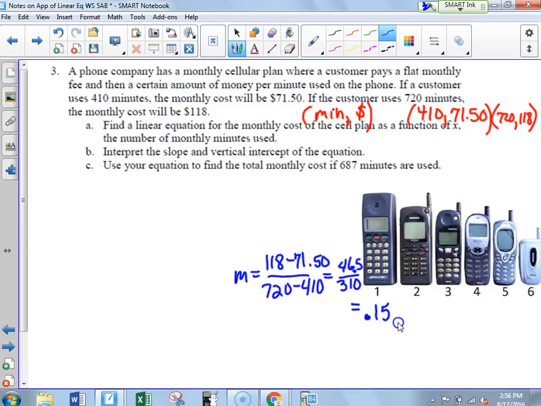Did anybody else get 15 cents per minute? Oh, I wasn't supposed to interpret the slope yet for you. All right, to find the rest of the equation, though, what do I need to do after I have that? Yep, pick a point and do point slope, or I could do y equals mx plus b. If anybody wants to see me do it that way again, let me know. Otherwise, I'm going to stick with point slope.